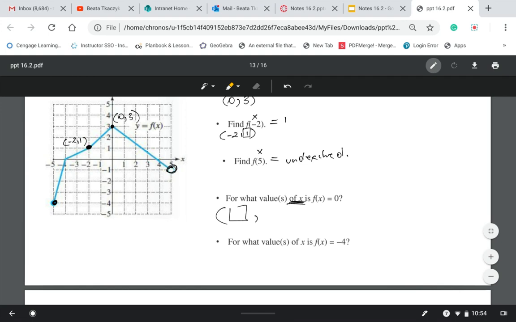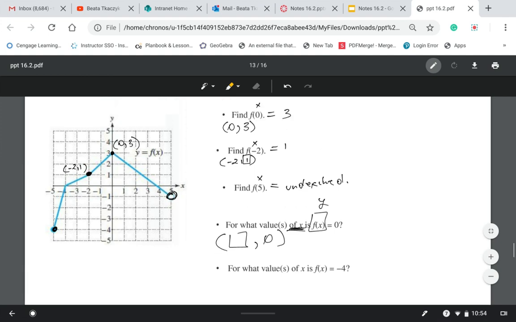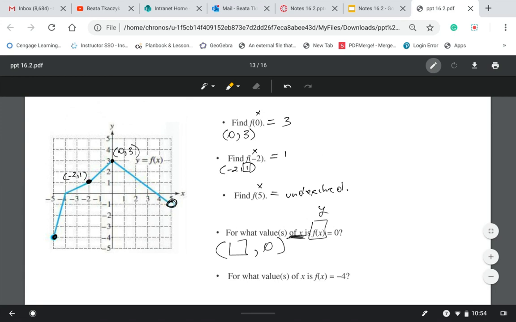f of x is equal to 0. So don't forget that f of x means the y coordinate equals 0. So find the point or points on the graph with y coordinate equals 0. This is y equals 0. Let me check if we have points. Yes, we do. This point has a y coordinate equal to 0, and this point has a y coordinate equal to 0. So for what values of x is the y coordinate 0? -4, and the second one will be 4.